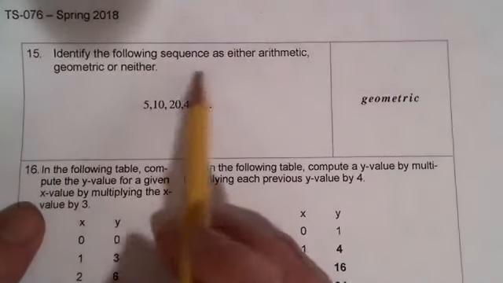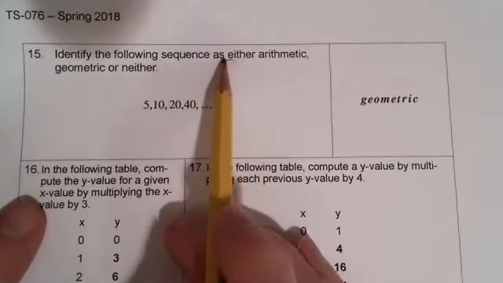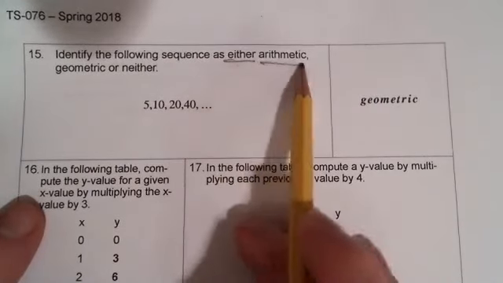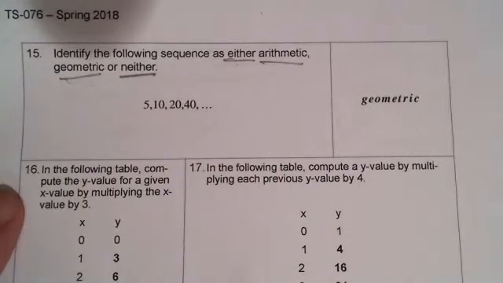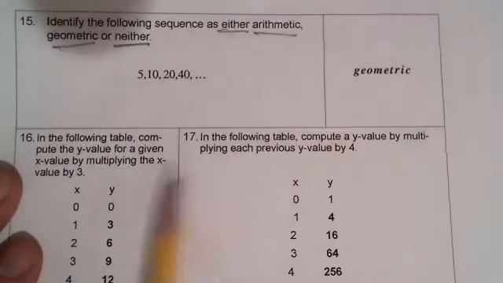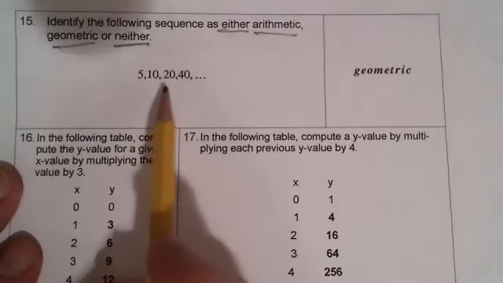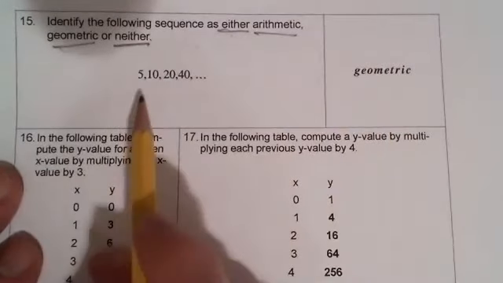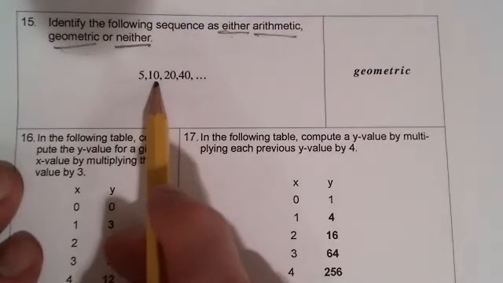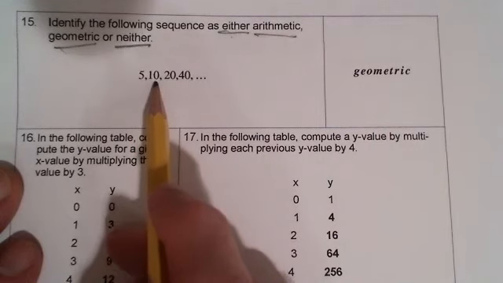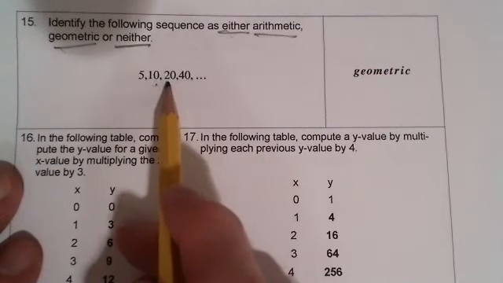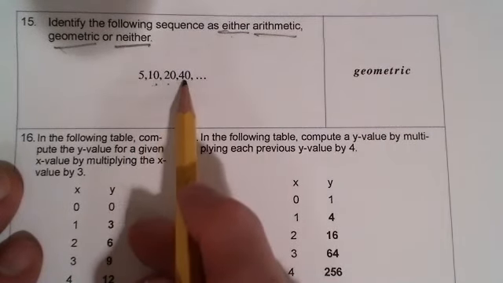15, identify the following sequence as either, so they're telling you it's one or the other. It's either arithmetic, or is it geometric, or is it neither? All right, you can see the answer is geometric, but let's look at how we would figure this out if this was blank here. We'd go, okay, from 5 to 10, we added 5. That means if it's arithmetic growth, we would add 5 to the next one, and the next one would be 15. We'd add 5 to that, and this next one would be 20.